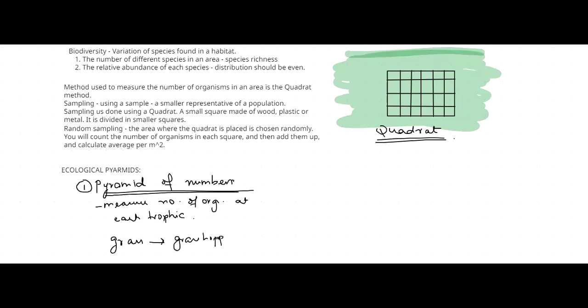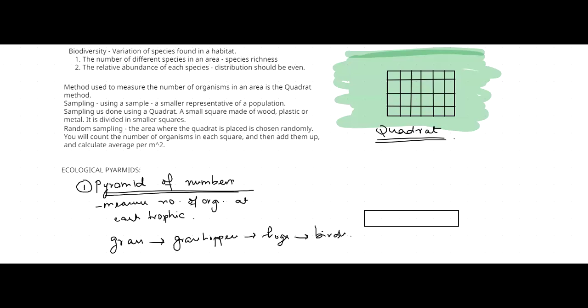Those grasshoppers are being eaten by frogs, and the frogs are being eaten by birds. So when I ask you to make a pyramid, you'll make a pyramid that will look something like this. Obviously, the grass is going to be the greatest in terms of number. The grass is going to have the highest count.